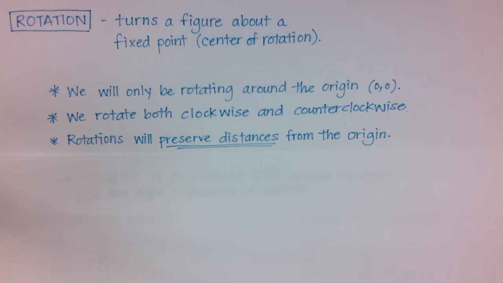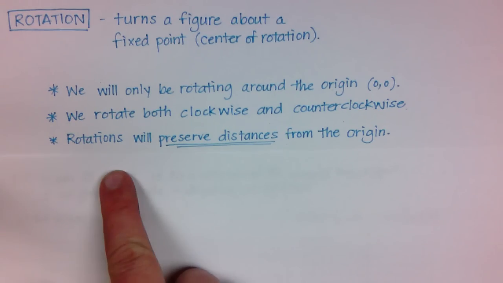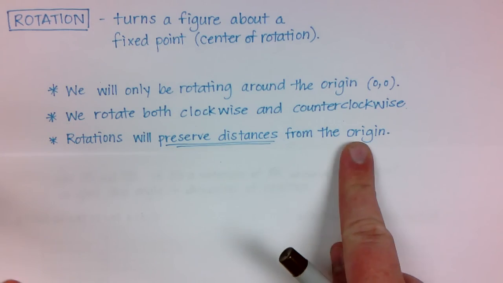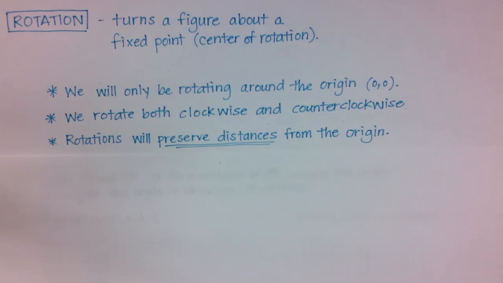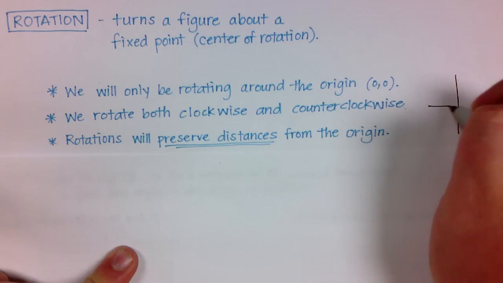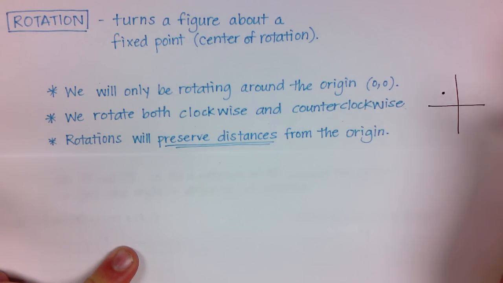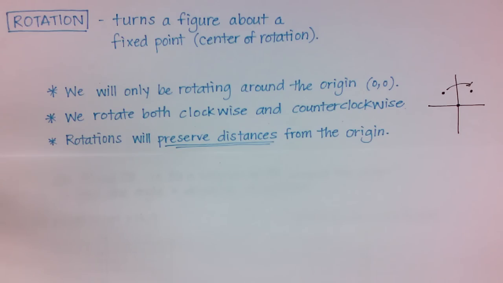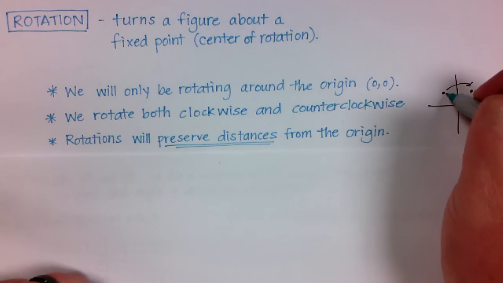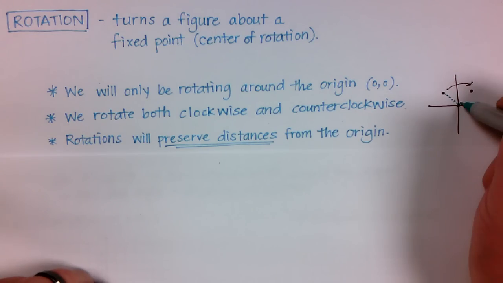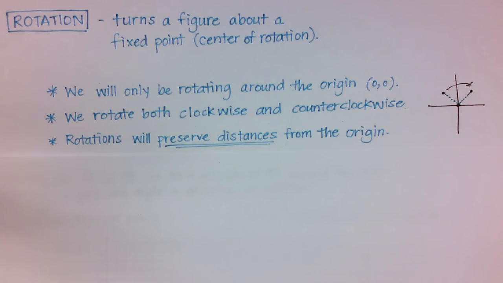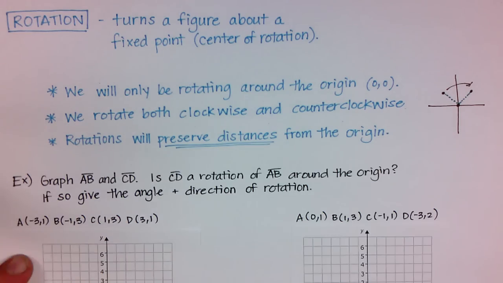The third thing I want us to remember is that when you perform a rotation, it's going to preserve the distance from the origin. So if I have a point, and let me just draw a little sketch for you right here, if I have a point that's over here, and I'm going to rotate it 90 degrees around the origin, whatever the distance is from this first point to the origin should be the exact same distance it is when it's rotated. Okay?